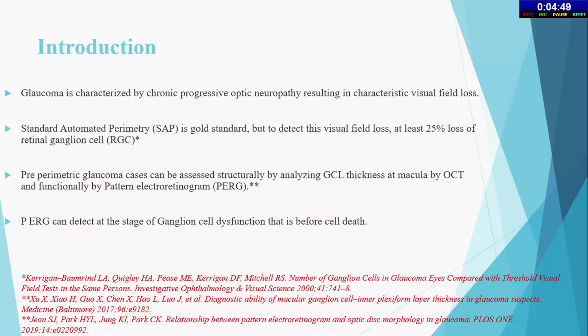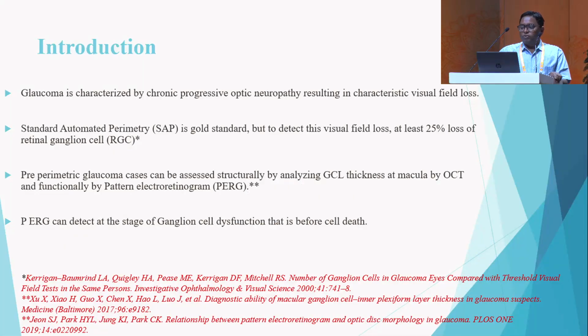Our research topic is the comparison of GCL thickness in OCT and waveform on pattern ERG among glaucoma suspects and healthy controls. As we know, standard automated perimetry is the gold standard, but to detect a visual field defect, there should be at least 25% GCL loss. Nowadays, it has been reported that pre-perimetry glaucoma cases can be assessed structurally by analyzing the GCL thickness of the macula by OCT and functionally by pattern ERG.